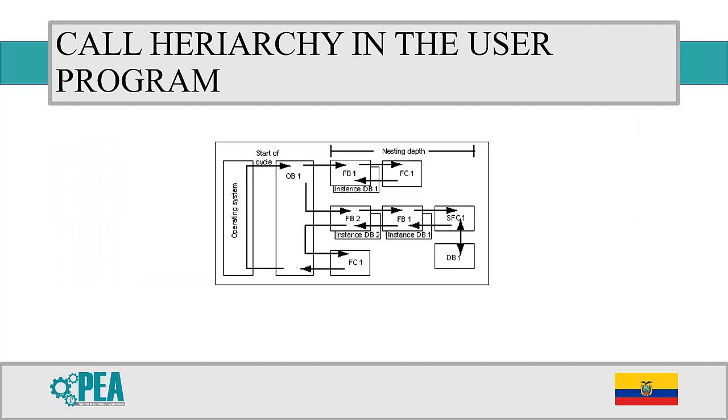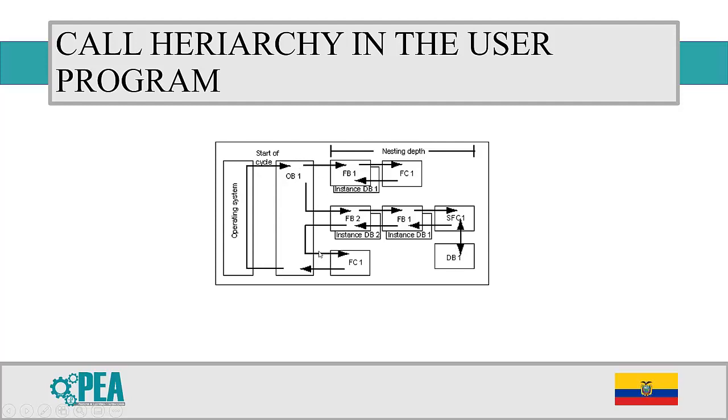Now, in this diagram, the hierarchy in the user program is explained. So I told you that the operating system runs the user program. It has the organization block, which determines how your program is structured. You have some function blocks. From the function blocks, you can also call some functions. You can call function blocks inside another function block. You can call system functions. System functions can work together with a data block, and basically this is a structure.